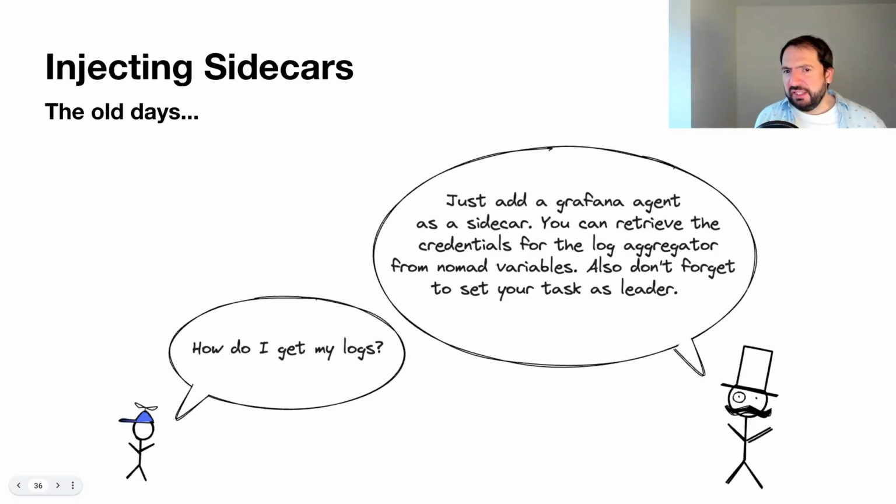And how do I ship my logs? The operations team will say, no problem. You just have to add a Grafana agent as a sidecar. You can retrieve the credentials for the cloud to ship your logs from a Nomad variable. And don't forget to also set your task to a leader task in Nomad, so the sidecar can collect all the logs even if your application crashes.